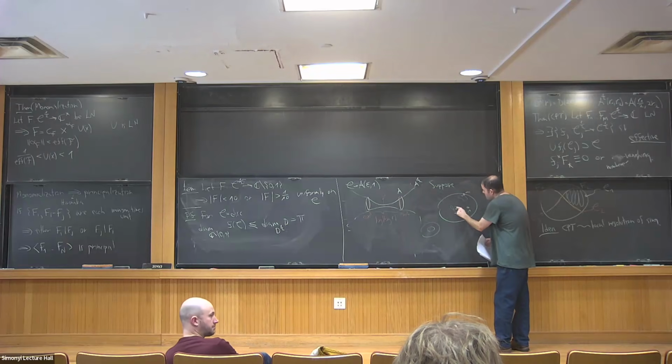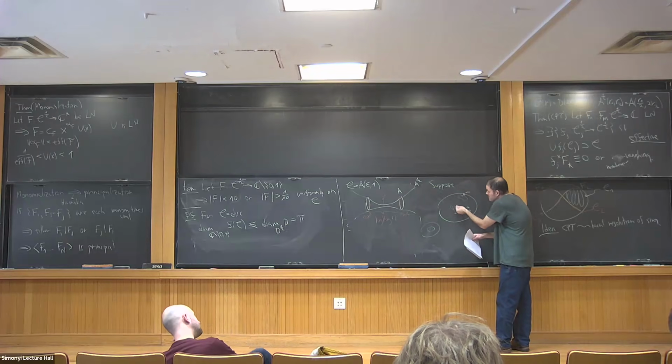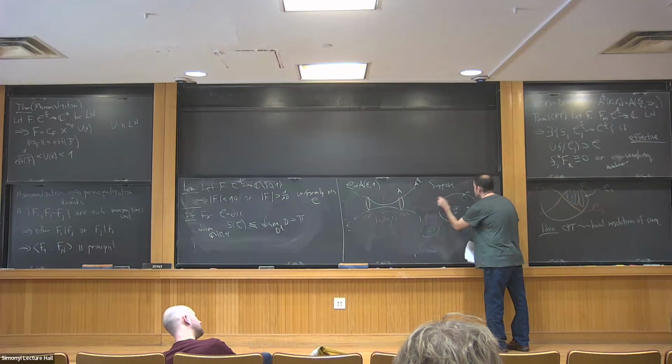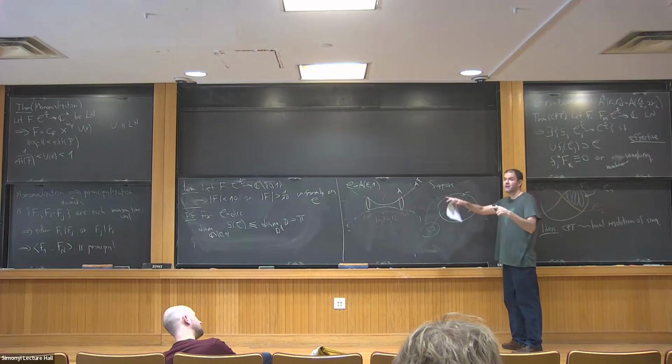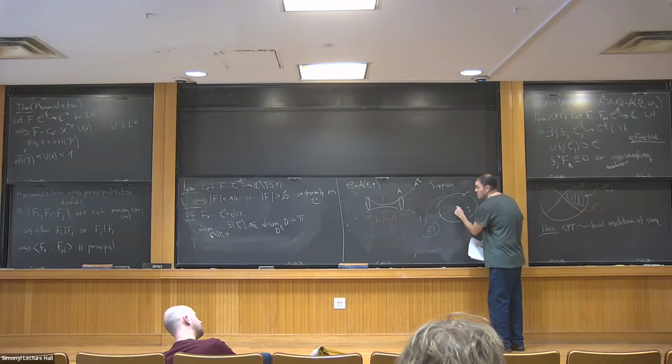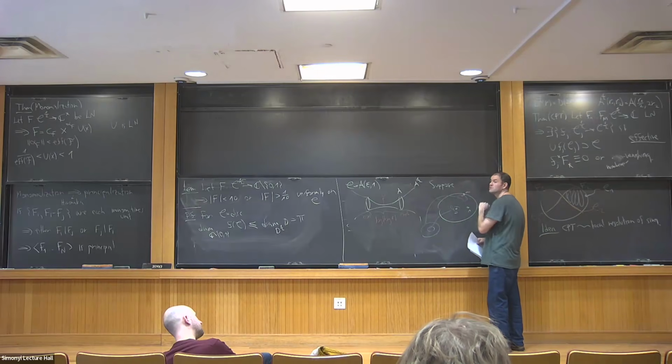Because the point where I'm smallest has to occur on one of the circles, right? Maybe this circle goes here and this circle goes here. The boundary of the image goes to the boundary. You have the maximum and minimum principle. So one of these should go close to 0 and one should go close to infinity.